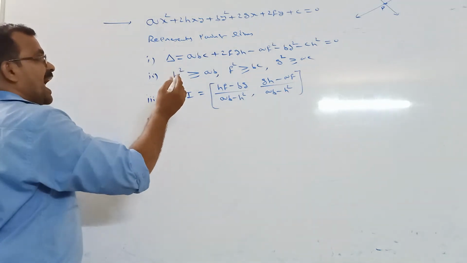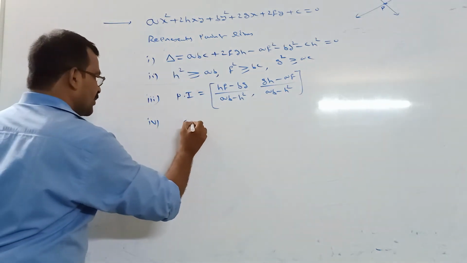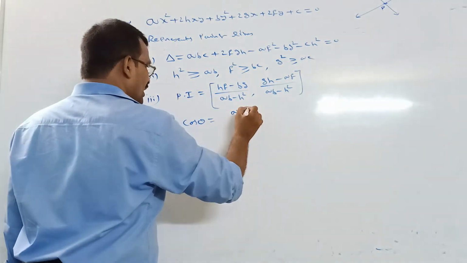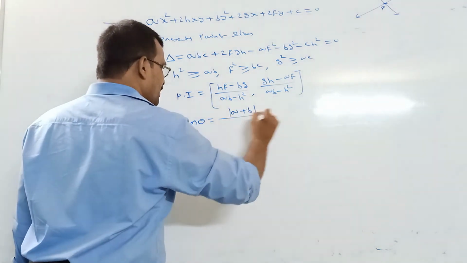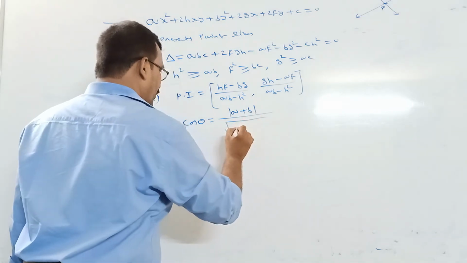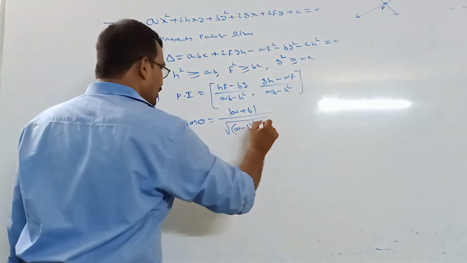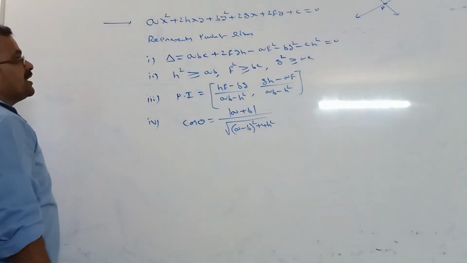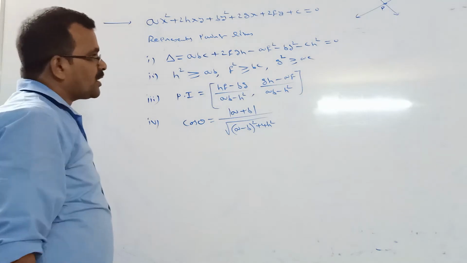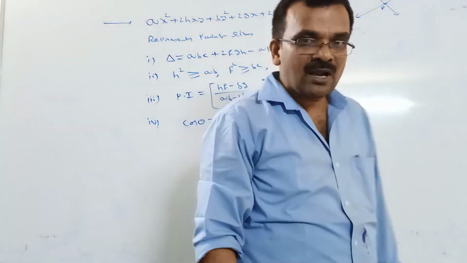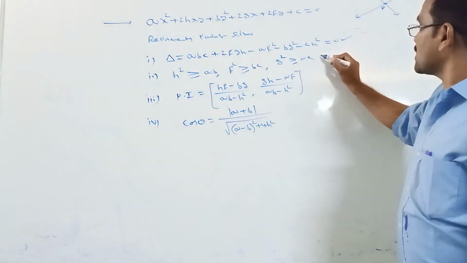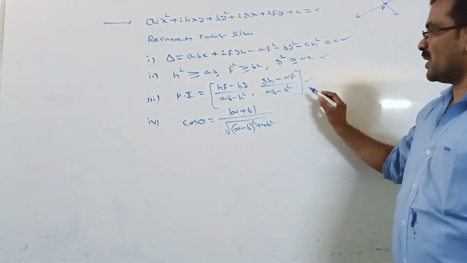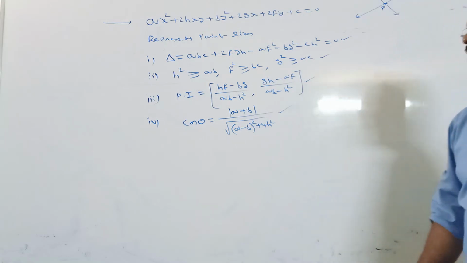In the same way, suppose theta is the angle between the pair of lines. We have the formula cos theta equal to modulus of a plus b by under root of a minus b whole square plus 4h square. In general, the second degree non-homogeneous equation represents the pair of lines. These are the standard results. First two are the conditions, the third one is the point of intersection, fourth one is the angle.